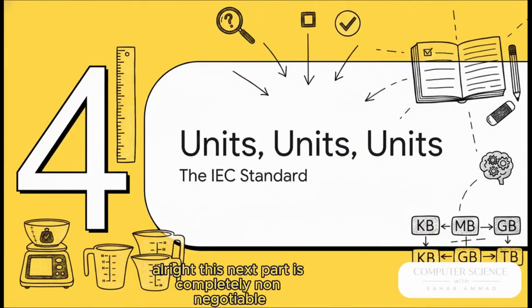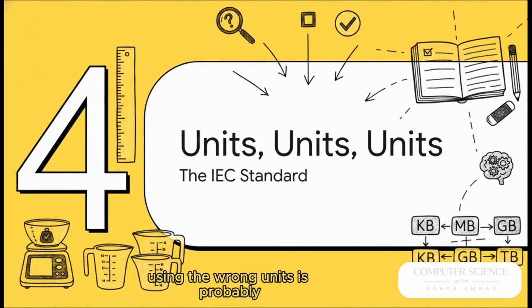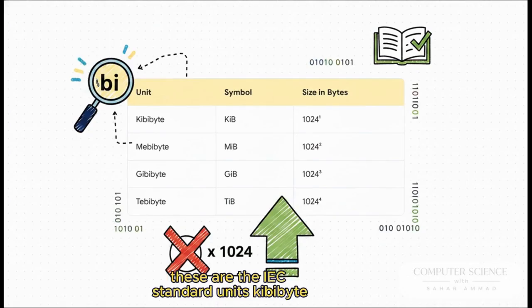All right, this next part is completely non-negotiable. Using the wrong units is probably one of the easiest ways to throw away marks, so let's make absolutely sure you know exactly what the exam requires. Take a good look at this table. These are the IEC standard units: kibibyte, mebibyte, gibibyte. See that little "bi" in the middle of the word?